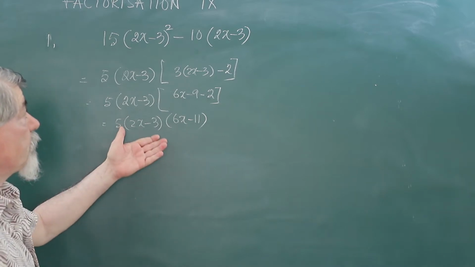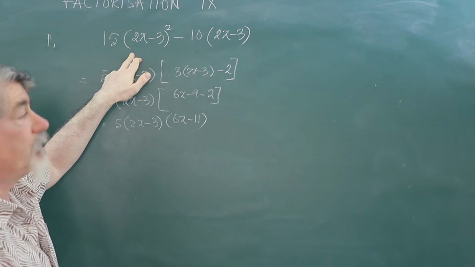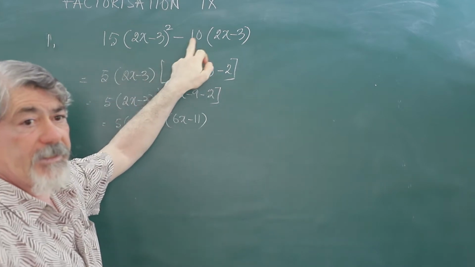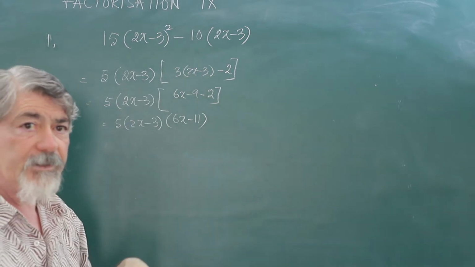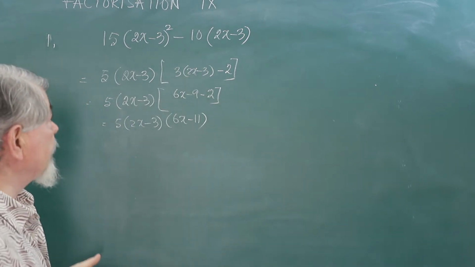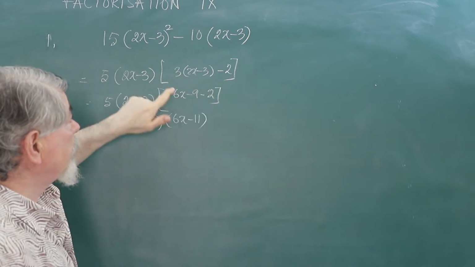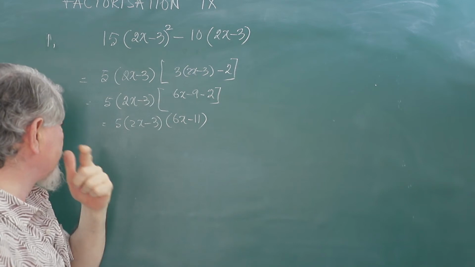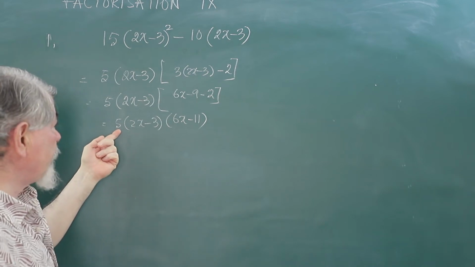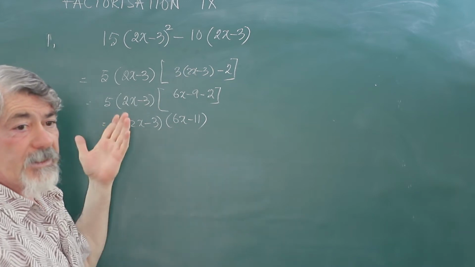So these are the possible factors of 15 into (2x minus 3) whole square minus 10 into (2x minus 3). We have taken out 5 common, we have taken out (2x minus 3) common, and we are left with this inside the bracket. And when we solve this bracket, we are left with 6x minus 11. So the factors are 5, (2x minus 3) and (6x minus 11).